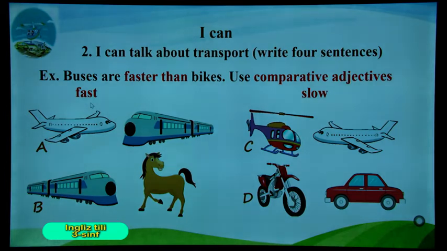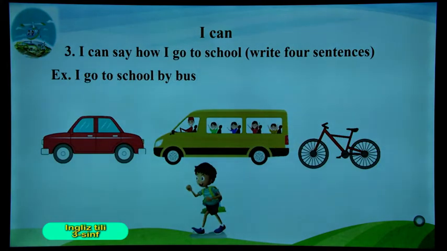Fast, faster. Slow, slower. Write down. Well done. Let's take a look at the next exercise. In this exercise, we have to say, how do you go to school?